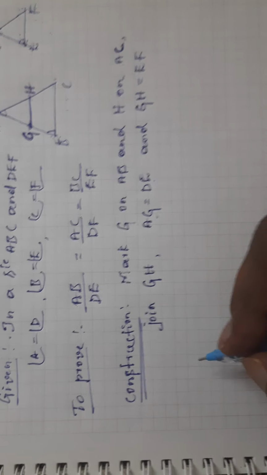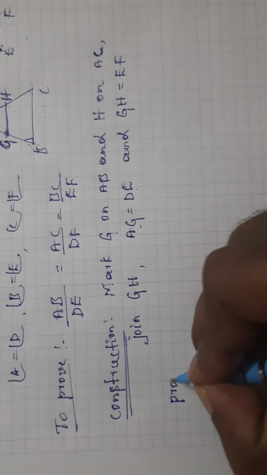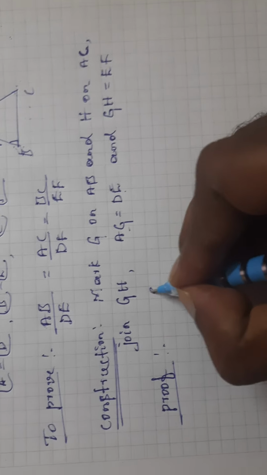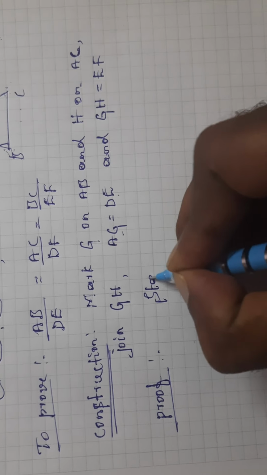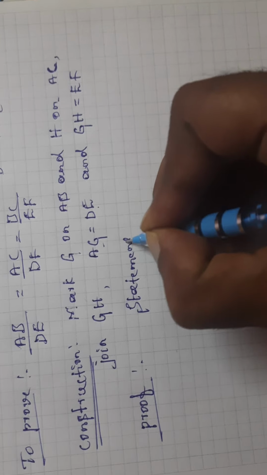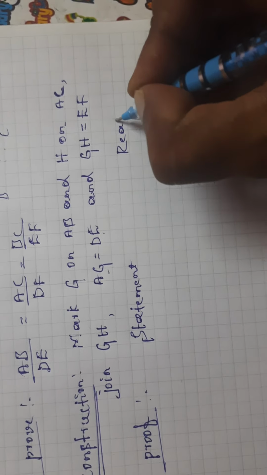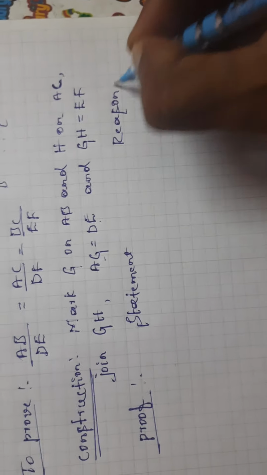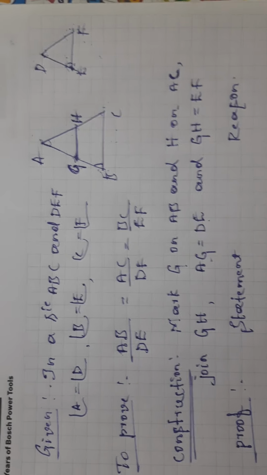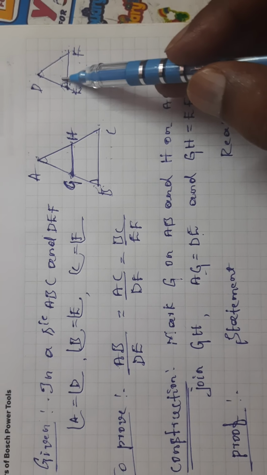After this construction, the very important next step is the proof. This is the statement, and this is the reason. Now first you have to prove that these two triangles are congruent.